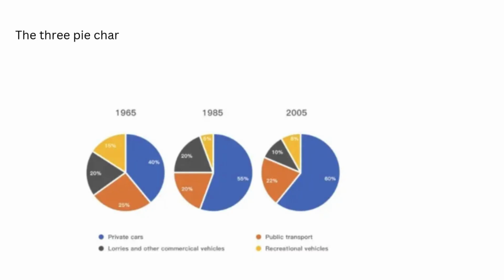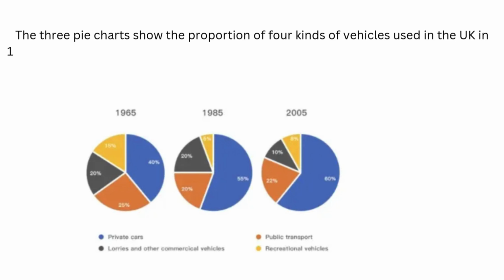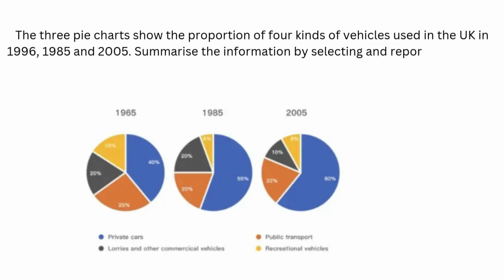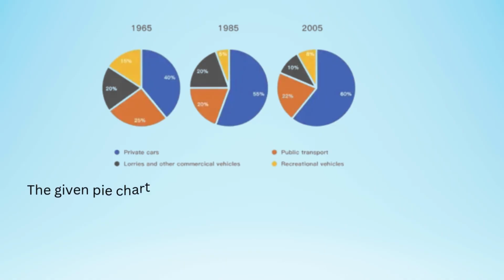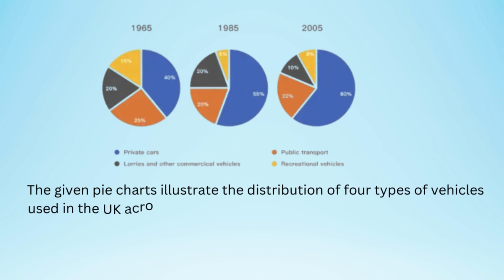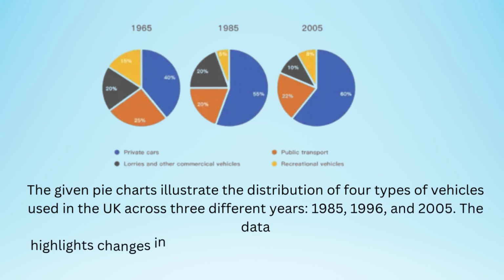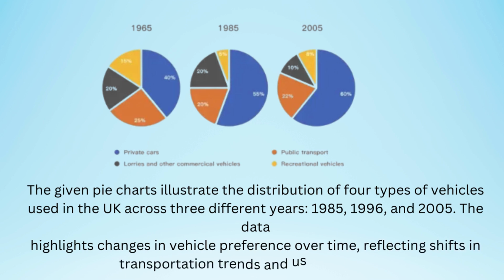The three pie charts show the proportion of four kinds of vehicles used in the UK in 1996, 1985, and 2005. Summarize the information by selecting and reporting the main features and make comparisons where relevant. The given pie charts illustrate the distribution of four types of vehicles used in the UK across three different years, 1985, 1996, and 2005. The data highlights changes in vehicle preference over time, reflecting shifts in transportation trends and usage patterns.